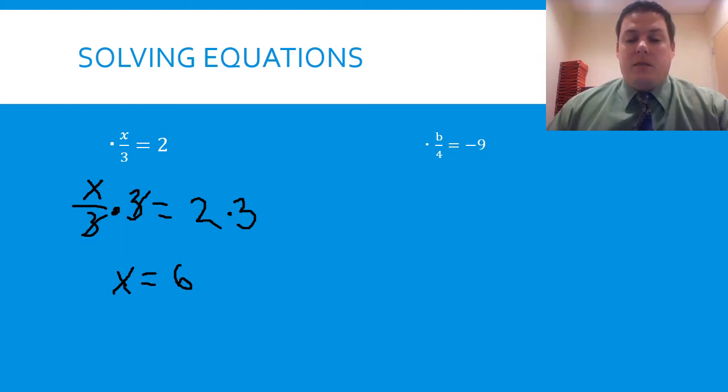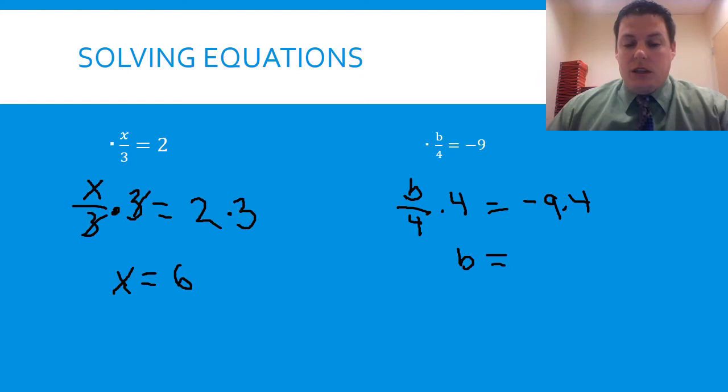The second example, b divided by 4 equals negative 9. Well, I must multiply both sides by 4 since I want to undo the division of 4. Negative 9 times 4 should give us negative 36. So b equals negative 36.